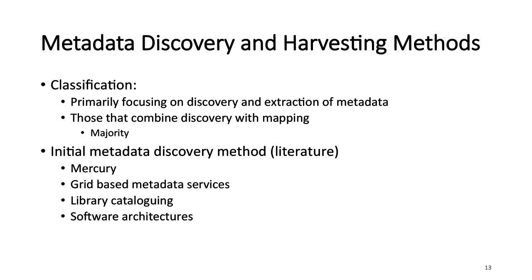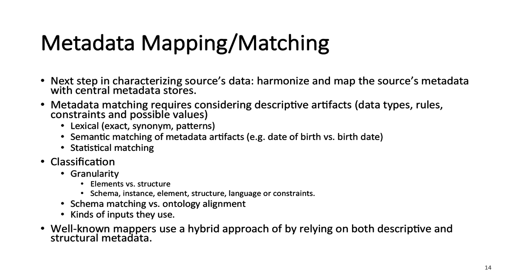And again, we are early in this process, but some of the methods that are being mentioned in literature: there's a system called Mercury, which is being used for earth science. There are other grid-based metadata service literature that talk about metadata discovery in grid architectures. The most common mention and use of metadata discovery is in library cataloging, and another example is software architectures that embed metadata discovery.